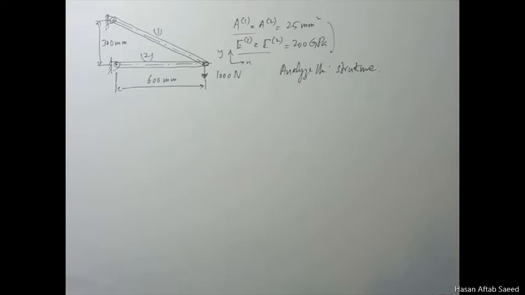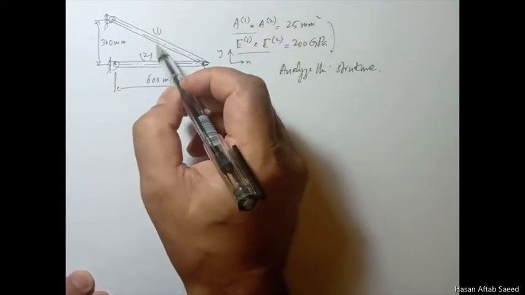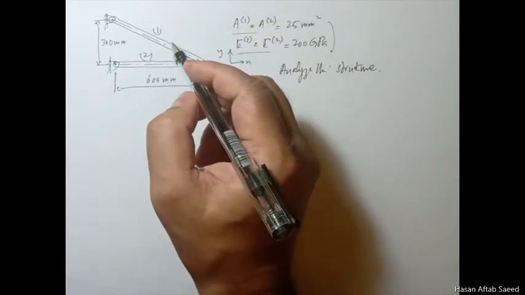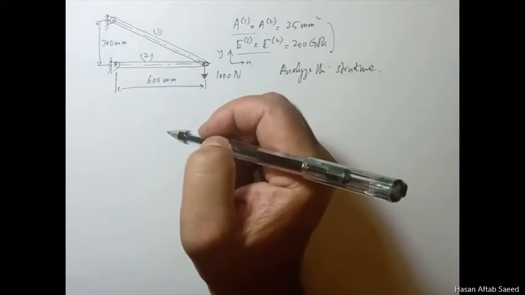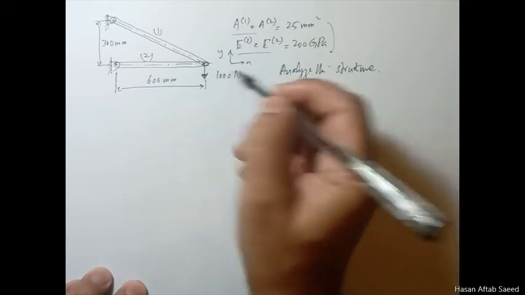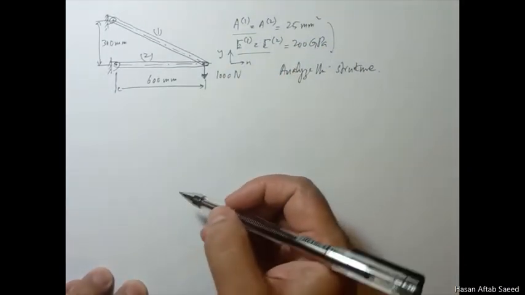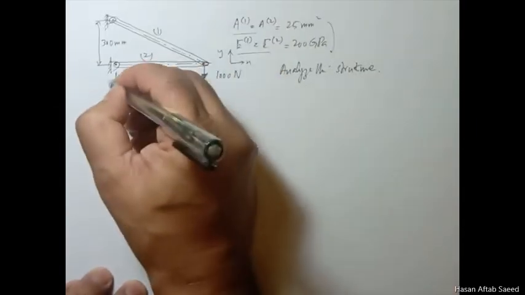Bismillahirrahmanirrahim. By way of application of our knowledge, let's solve this problem. It's a very simple truss problem, two elements only. So let's solve this. This is the load given, just one load, and the area and material properties are also given.